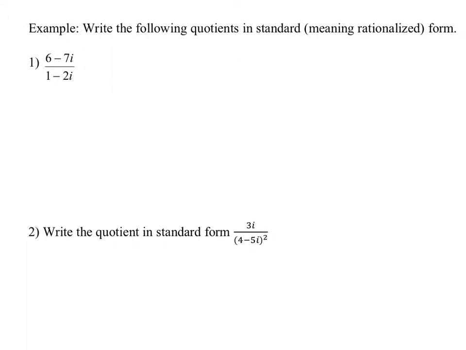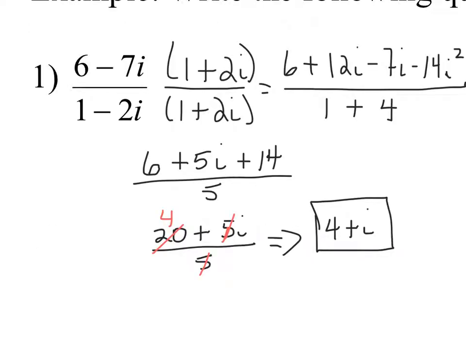All right, so in the next example, we're going to write the following quotients in standard form, meaning rationalized form. And so I'm going to work these out, and then actually I'm not going to do example 2. So let's just skip that one. We're just going to do example 1. I'm going to write it out for you and then I'll explain. Okay, so let's take a look at what I've written here.